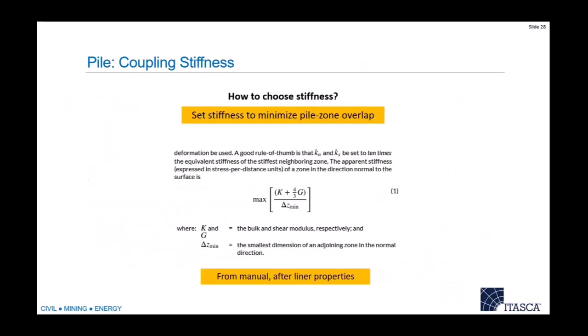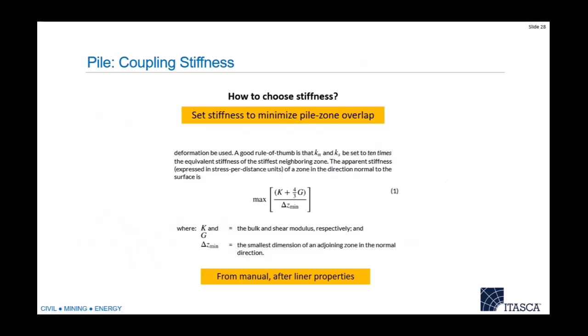What is generally done is that the stiffnesses are set according to zone properties, and that's listed right here. It's common to select the stiffnesses to be 10 times this equation, where this is the bulk modulus and this is the shear modulus of the zone. It depends on the zone size, where Zmin is the smallest dimension of any adjoining zone in the normal direction.